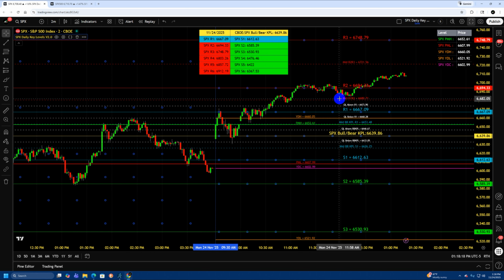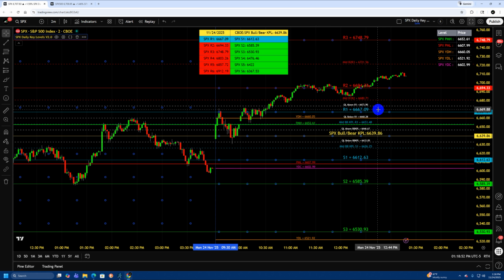Now what do these levels represent? The midpoint levels and the QL levels. The midpoint levels have several different purposes. One of their purposes is for a standard stop loss above and below each of the main levels. The main levels on the V2.0 indicator are the SPX Bull Bear KPL level, as well as the R1 through R6 levels and S1 through S6 levels.